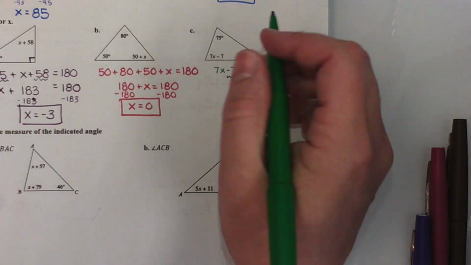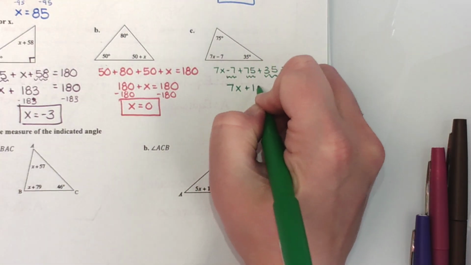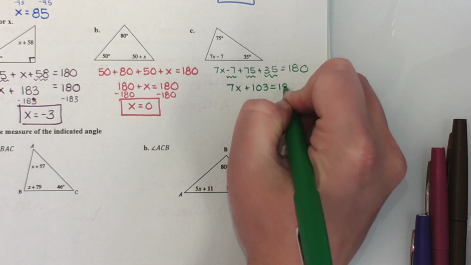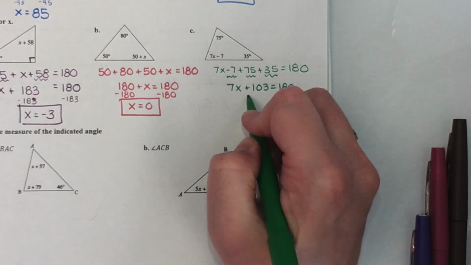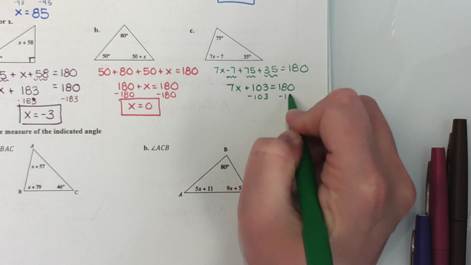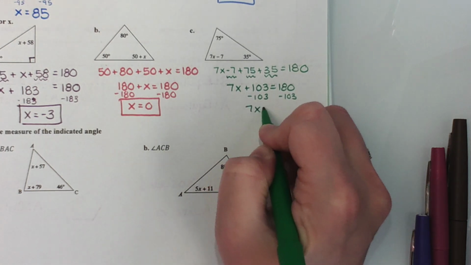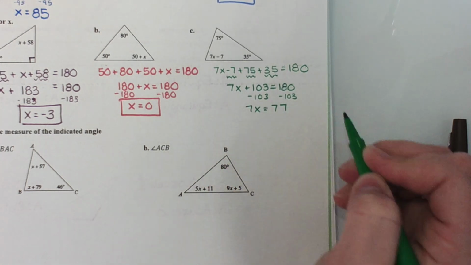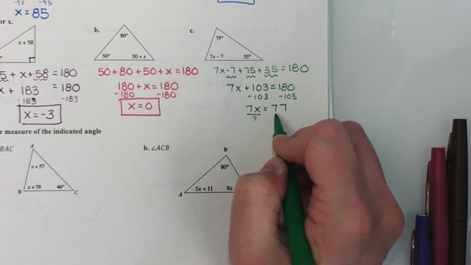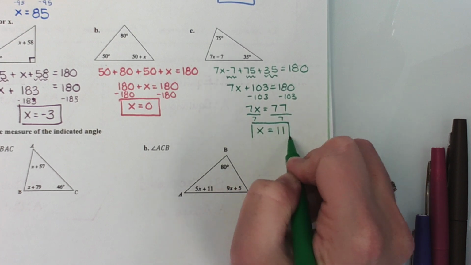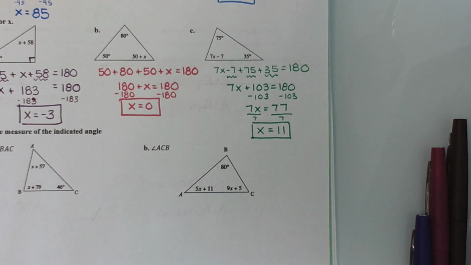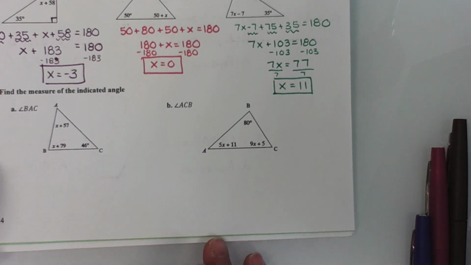103. 7x, and then you subtract the 103 from the 180, and get 77, and then divide. X equals 11. Is that what it asked me to solve for? Yes. Okay, final problem.